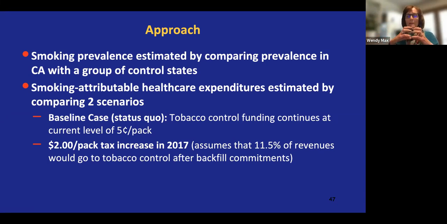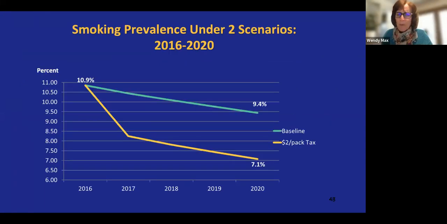If we do that, we assumed that, because some of those revenues are committed to other causes, for example backfill commitments that have been made for previous policy changes, 11% of revenues would go to tobacco control. So the tobacco control funding would more than double. And here's what we came up with.